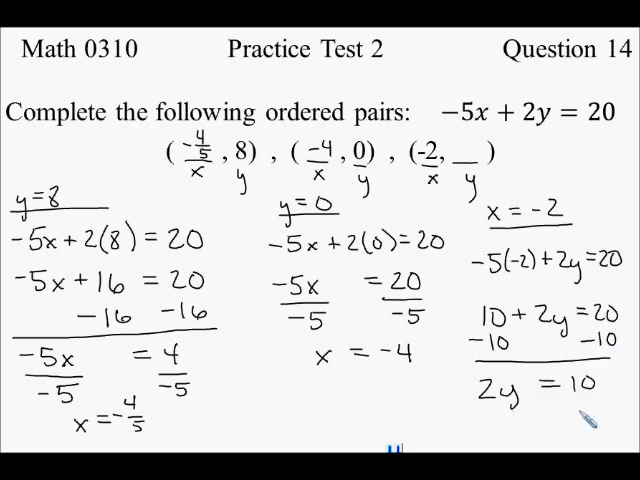And the last thing to do to solve for y is divide by 2. And so here we get y equals 5. And that is our last thing we're solving for there. So if we look at our answer choices there, we should have negative 4 comma 8, negative 4 comma 0, and negative 2 comma 5. That is answer choice B.